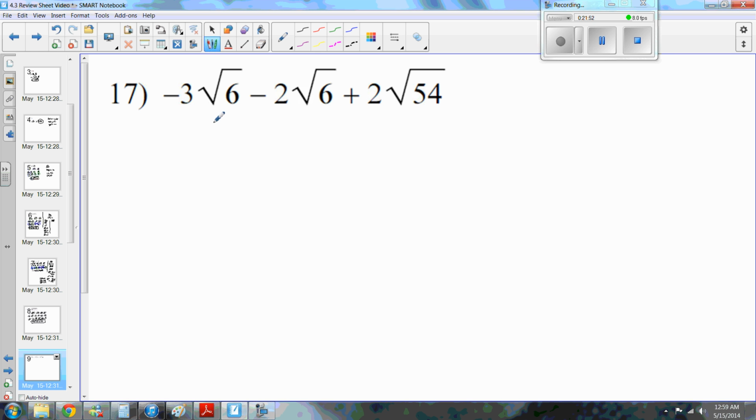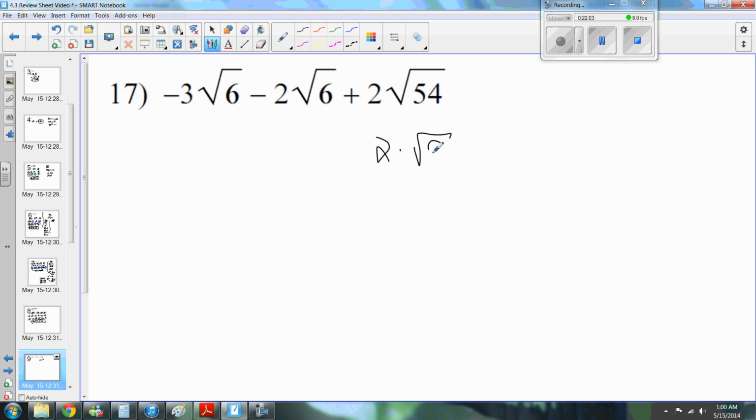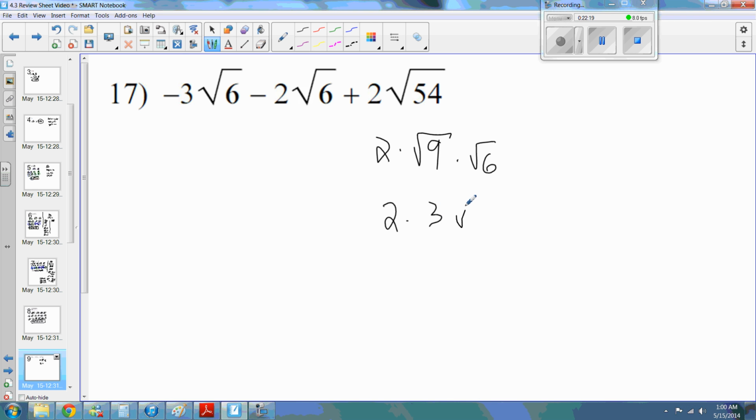Okay, negative 3 root 6, no. 6 does not have any perfect square factor, so these both cannot be simplified. 2 root 54, yes. 2 root 54 simplifies into 2 times, the greatest perfect square factor of 54 is 9, and its factor pair is 6, so that's the square root of 6. So this becomes 2 times 3 times root 6, which is equal to 6 root 6.